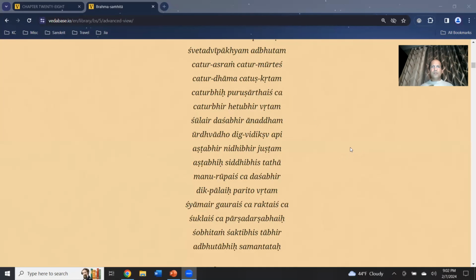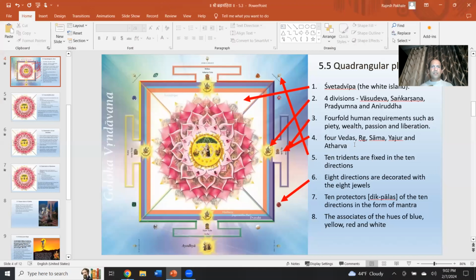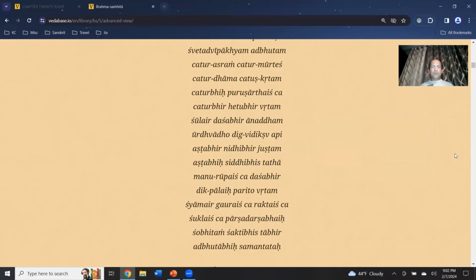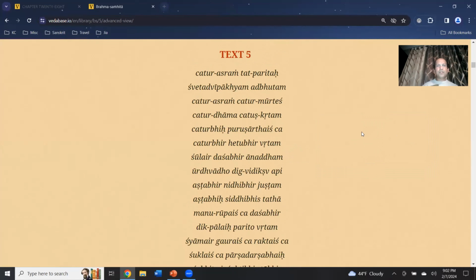Hare Krishna, dear devotees. So let me share my desktop this time. And please, I just want to confirm that you can see both the Veda base as well as the slides. So can someone please confirm that, because we are going to switch between slides and Veda base. Yes, Prabhuji. Okay, good.